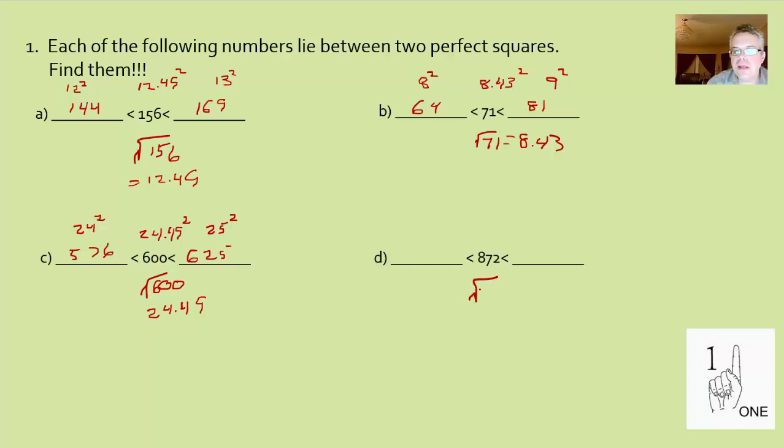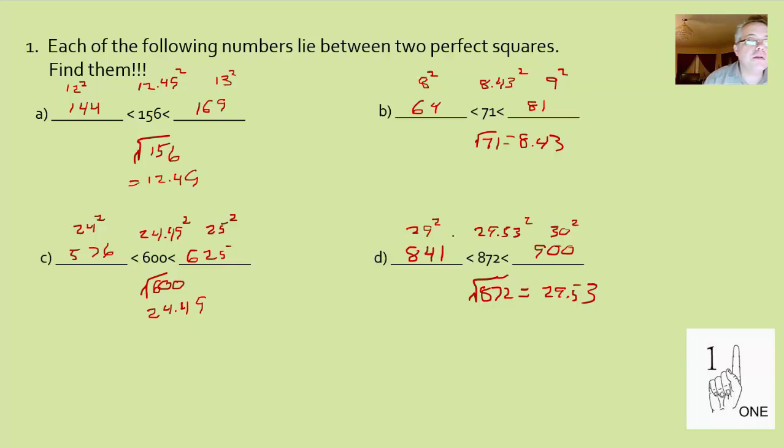The square root of 872 equals 29.53, which means that 29.53 squared is about 872. The perfect square that's below that is 29 squared. The perfect square that's above that is 30 squared. 30 squared is 900. I need a little help from my calculator on this one. 29 squared is 841.